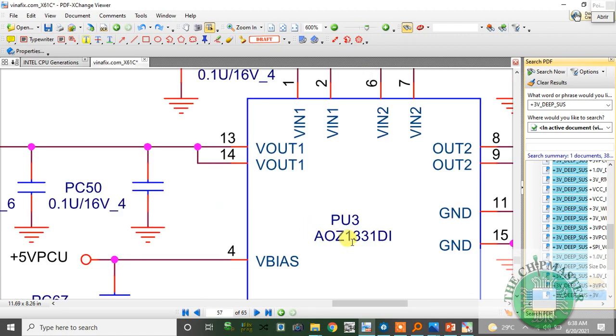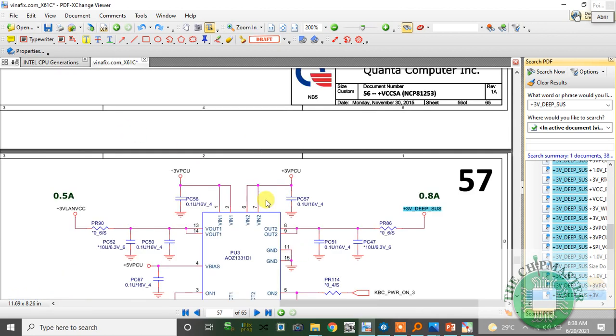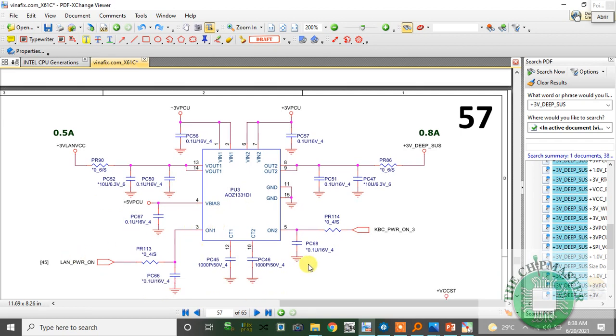Let's take a look at this circuit. So we have 3-volt PCU in and 3-volt PCU in. So we have two inputs, and the enables: ON1 is LAN power on, and ON2 is KBC power on. So an SLP_SUS signal is released.